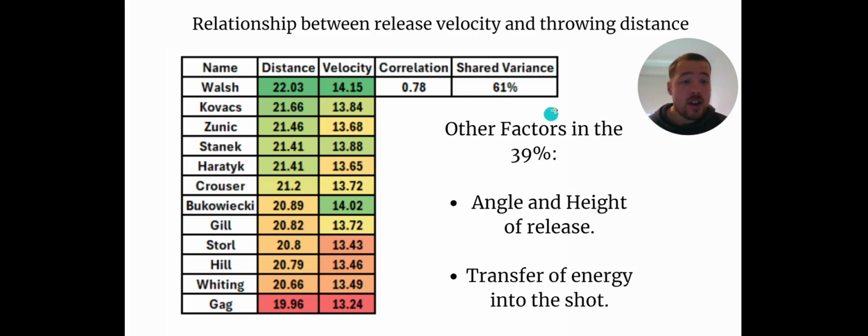Now, they have a shared variance of 61%. So what this means is the release velocity is explaining 61% of this throwing distance. So that means there's 39% that's unexplained. That's going to come down to how much energy you can put in the shot. So things like the height and angle of the release, whether you're leaning forwards, backwards, falling away, side to side, things like that. But 61% of your throwing distance can be directly attributed to how fast that shot's leaving your hand upon release.